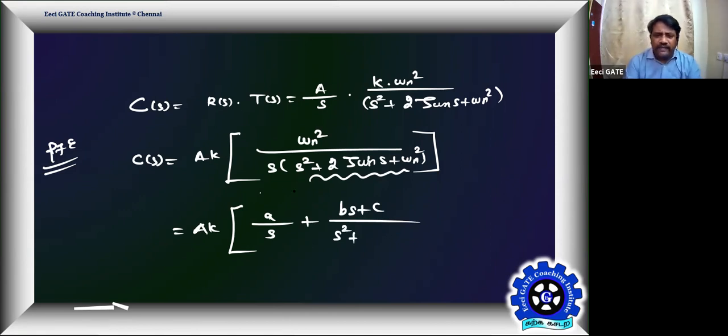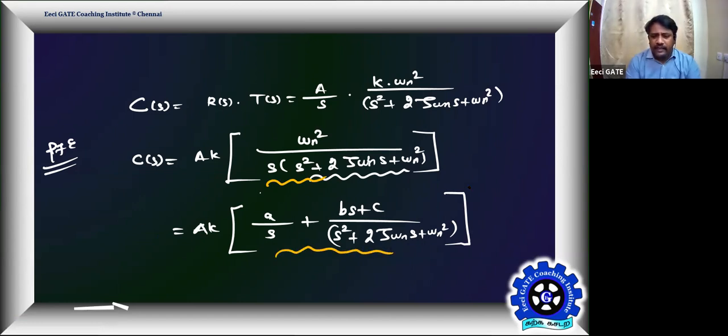If it is a square, what we did earlier was A by s and B by s square. Otherwise you can write it the same way, as A by s plus Bs plus C by s square plus 2 zeta omega n s plus omega n square. The numerators have the partial fraction constants B and C. That's how this term can be partial fractioned. Then the goal is to find the constants A, B, and C. We'll find them.